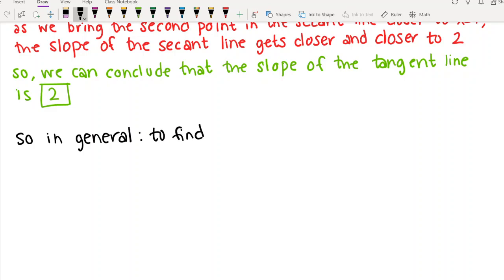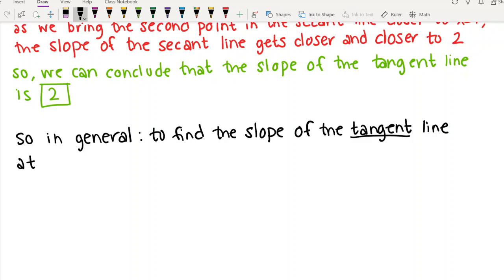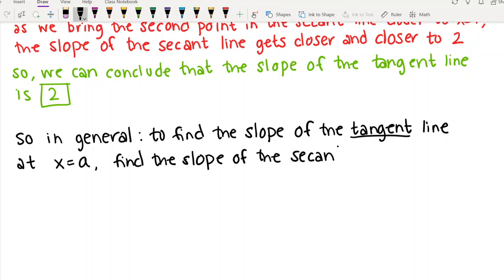To find the slope of the tangent line at, let's say, x is equal to a, instead, what you're going to do is find the slope of the secant line from your original point, x is equal to a, the place where you're actually trying to find the tangent line, to x is equal to b. So b is now representing that second point.